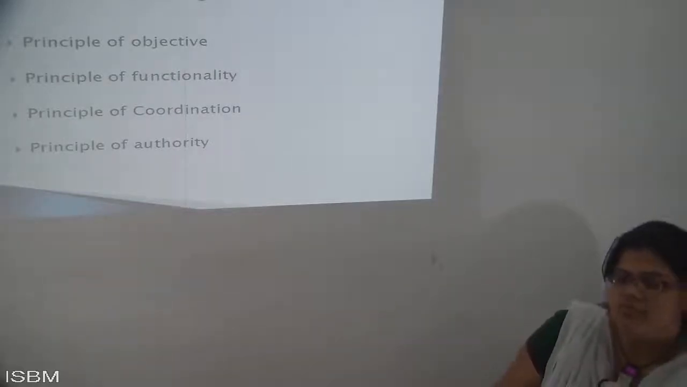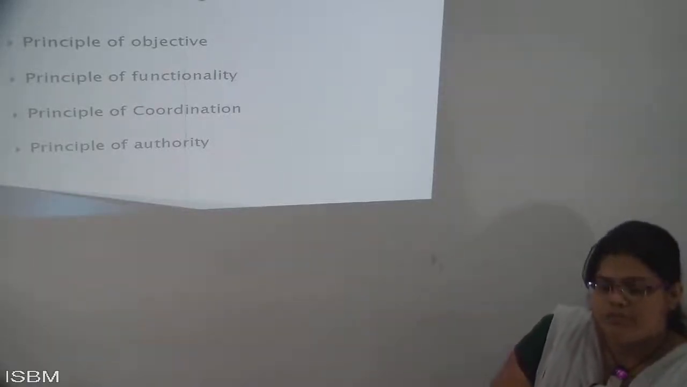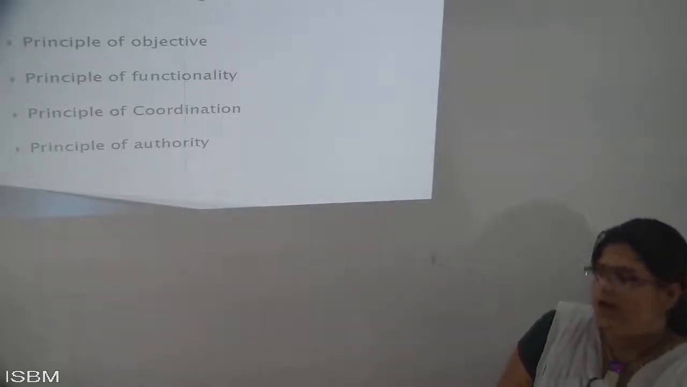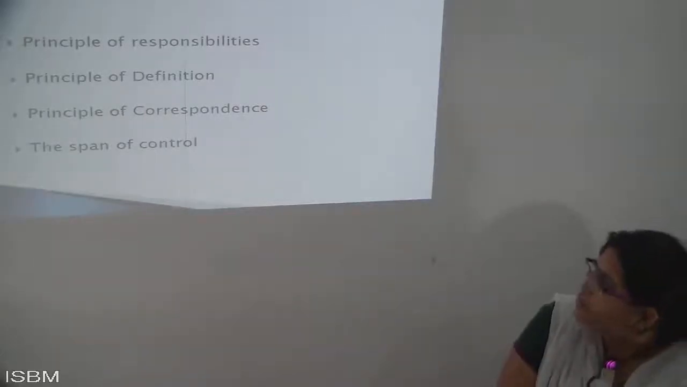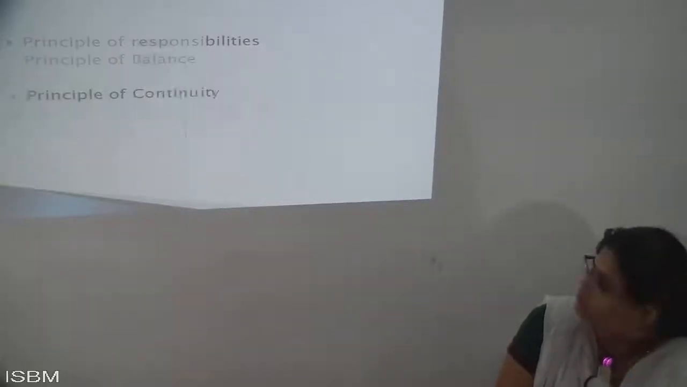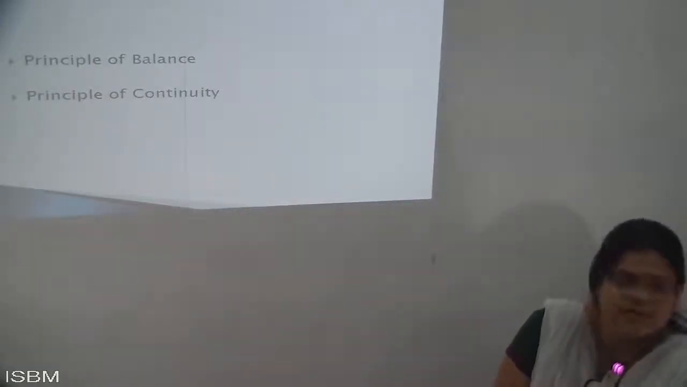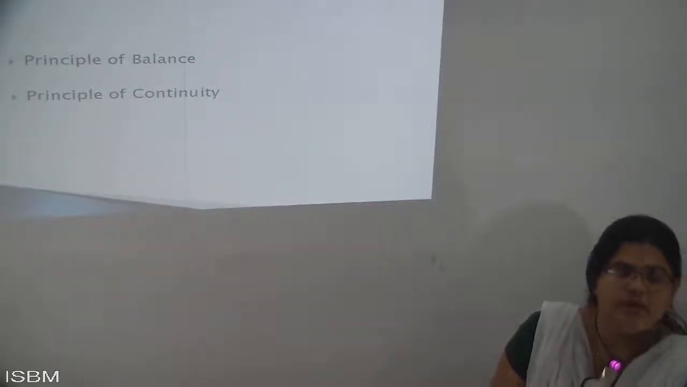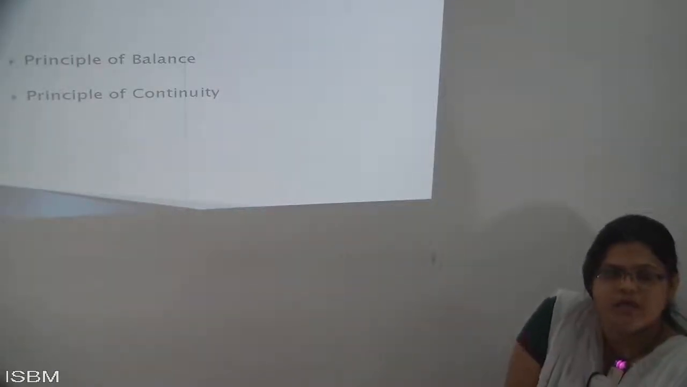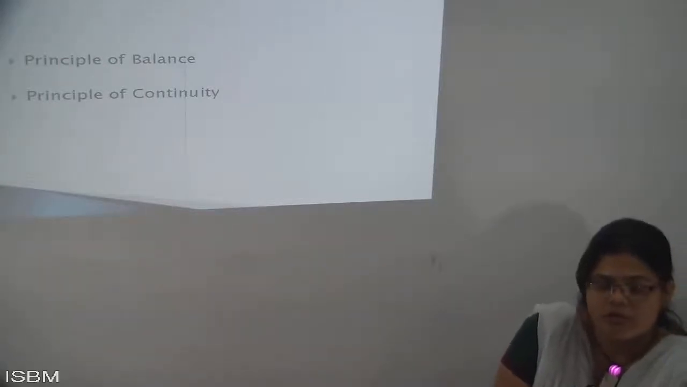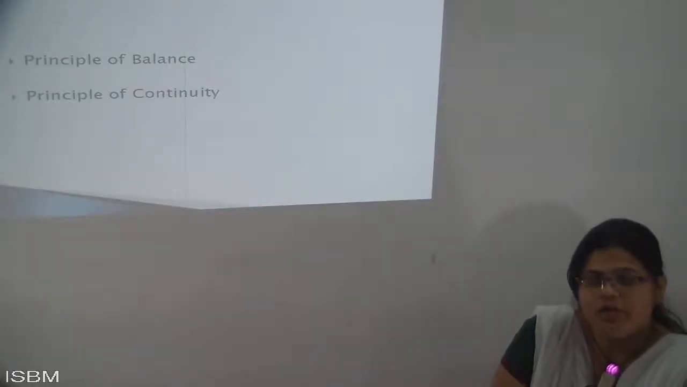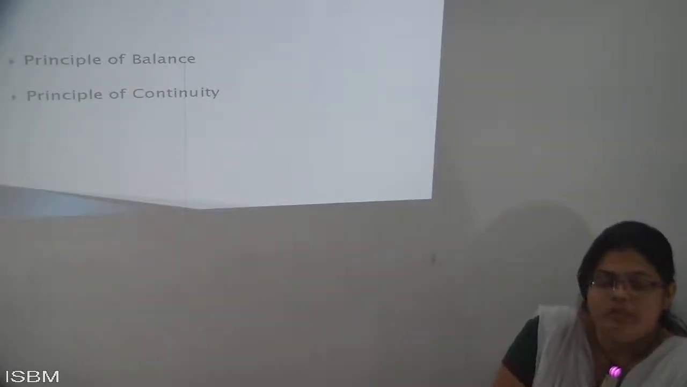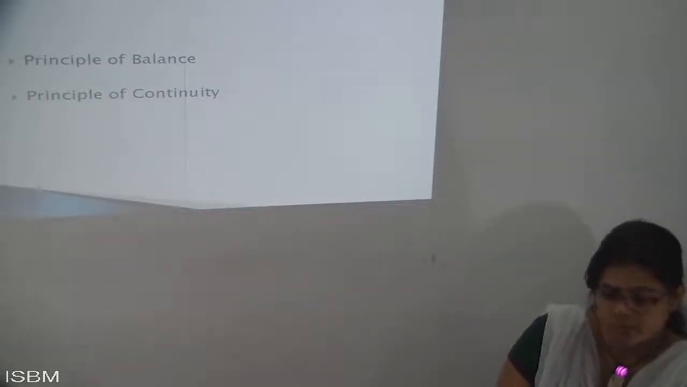What are the different departments? How do you speak it out? Then how do you coordinate with the people, and the authorities, whatever has been given. As authority has been given to you, it is developed along with responsibilities, definitions, correspondence, span of control, balance, principle of imbalance, and continuity. So these are the different principles and rules you are following. And with the help of rules only, each and every work of yours is completed within the proper period of time, because this is important.